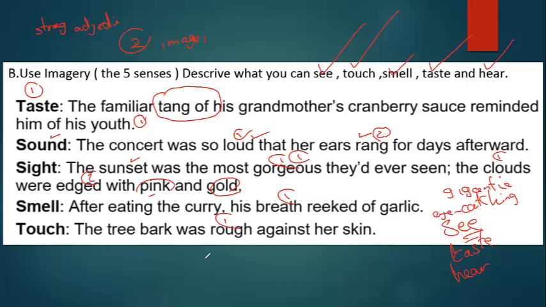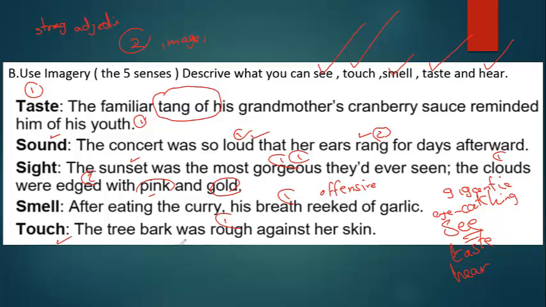Then, in terms of smell, what you can smell, he said here, his breath reeked of garlic. He means that it's like an offensive smell that spread from his mouth. Okay, like a dirty smell.